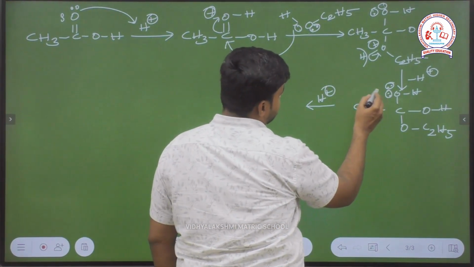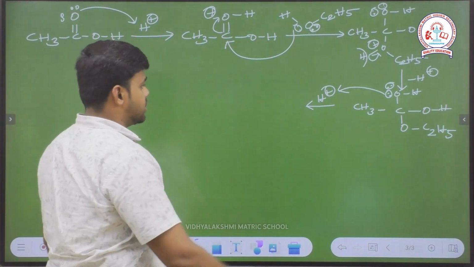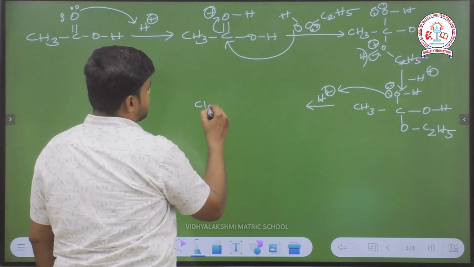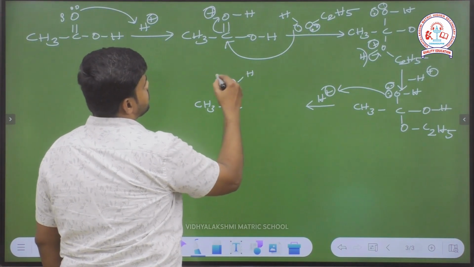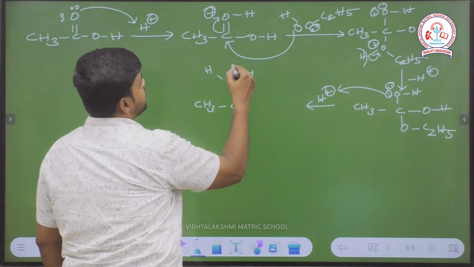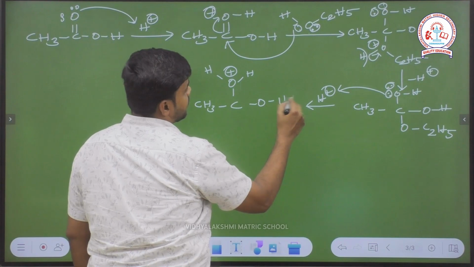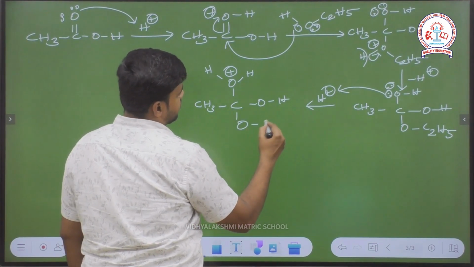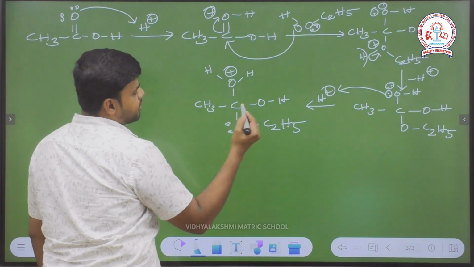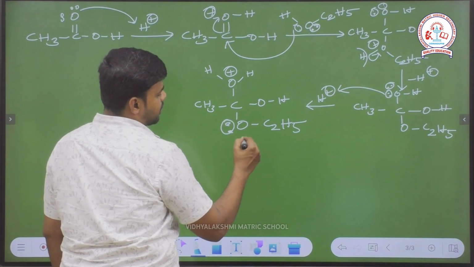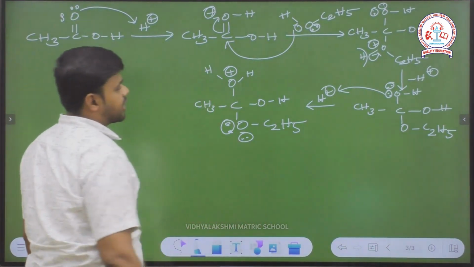So again, this oxygen will donate a pair of electrons to the hydrogen, then it will abstract the hydrogen, which results in the formation of CH3, COH, H. Since oxygen has donated an electron, it will get a charge of plus. To the right side we have OH, then we have O, then C2H5. Even if I didn't mention the lone pair of electrons, when the oxygen is surrounded by two bonds, it will have two pairs of electrons over it.